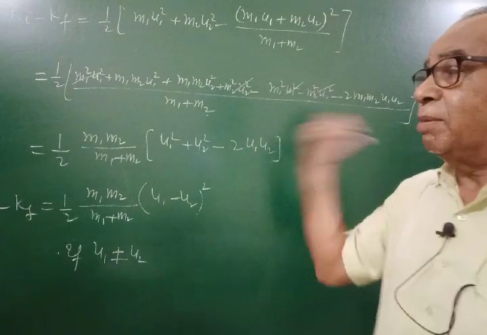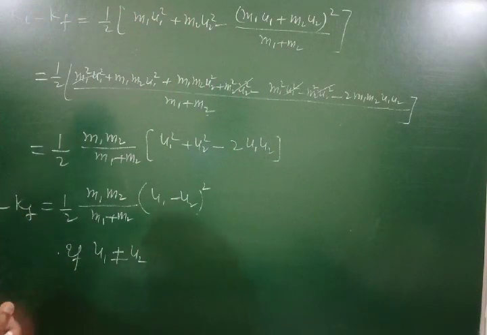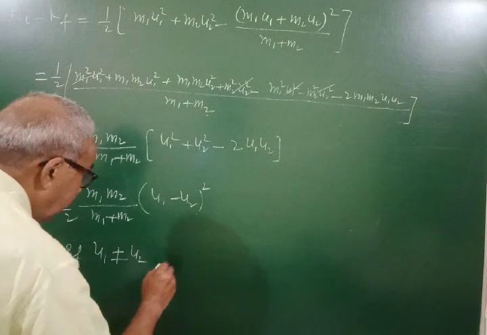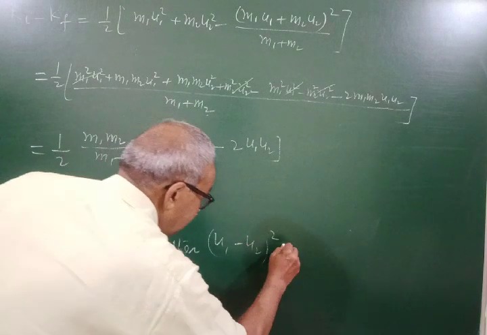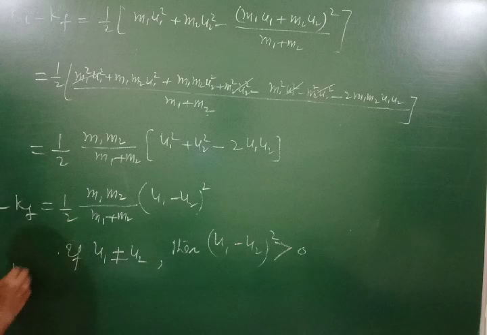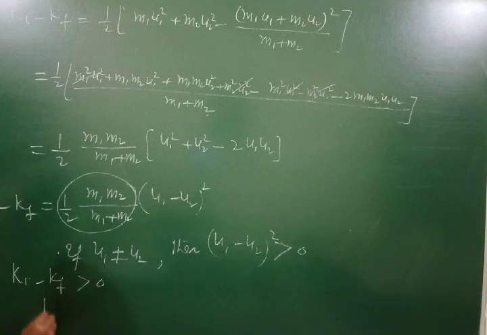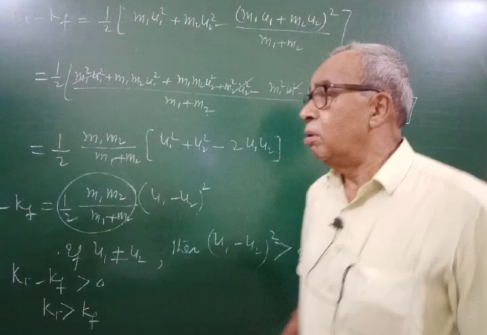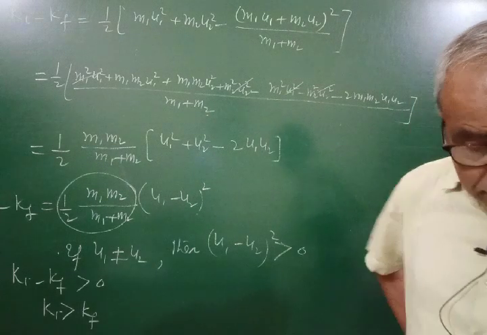But if u1 and u2 are not equal, here in the figure I have shown them moving in the same direction, they may collide while moving in opposite directions also. But then u1 minus u2 whole square is positive, greater than 0. Any number greater than 0 means positive. So Ki minus Kf is greater than 0, and hence Ki is greater than Kf. So loss must occur in head-on inelastic collision. This is also called perfectly inelastic collision.